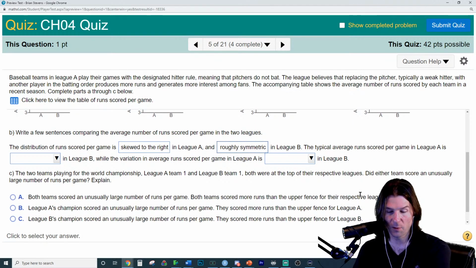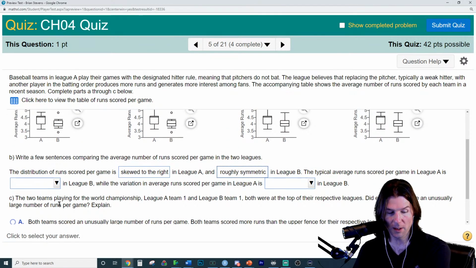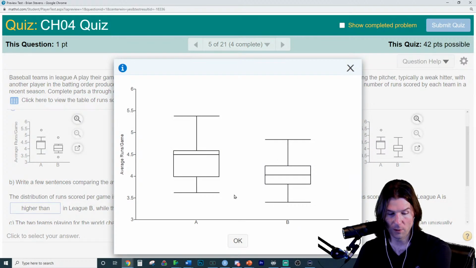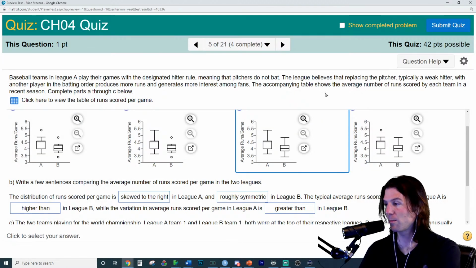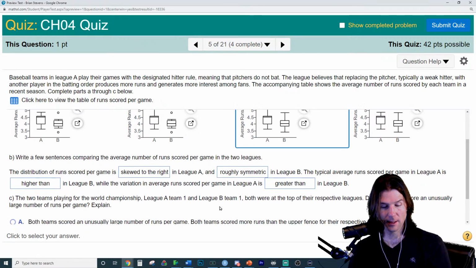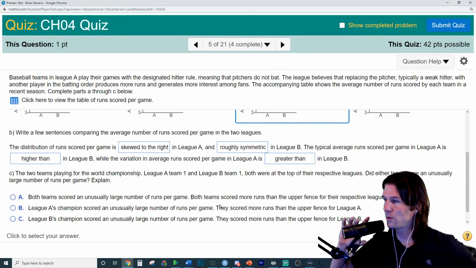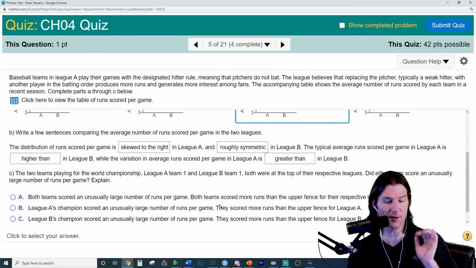The typical average for League A is going to be bigger than League B, is higher, while the variation in average runs scored in League A is greater. If you look at the box plots right here, and also the range, I think that one's right. I'm a little worried on that last one, because I would summarize this. I would go into details with the numbers, but they don't always get so specific right here.